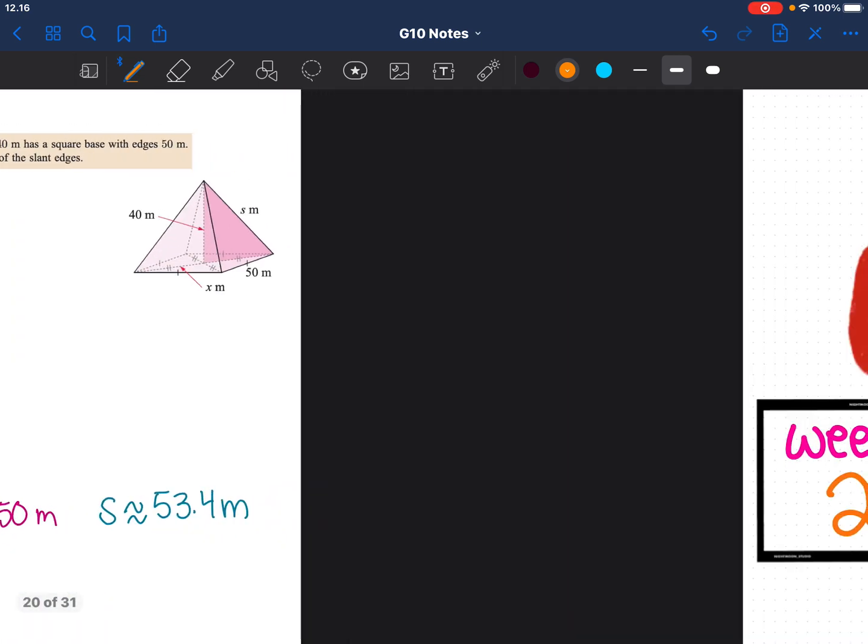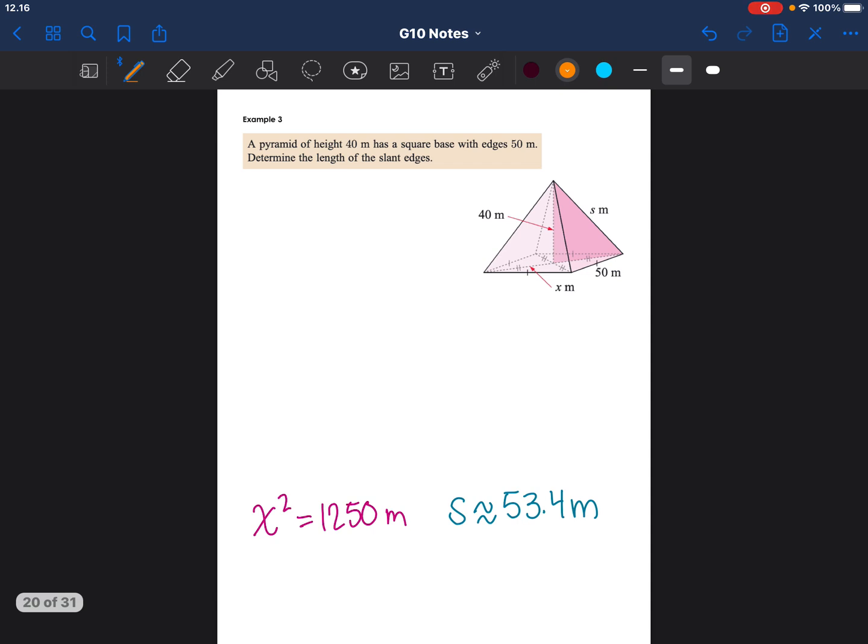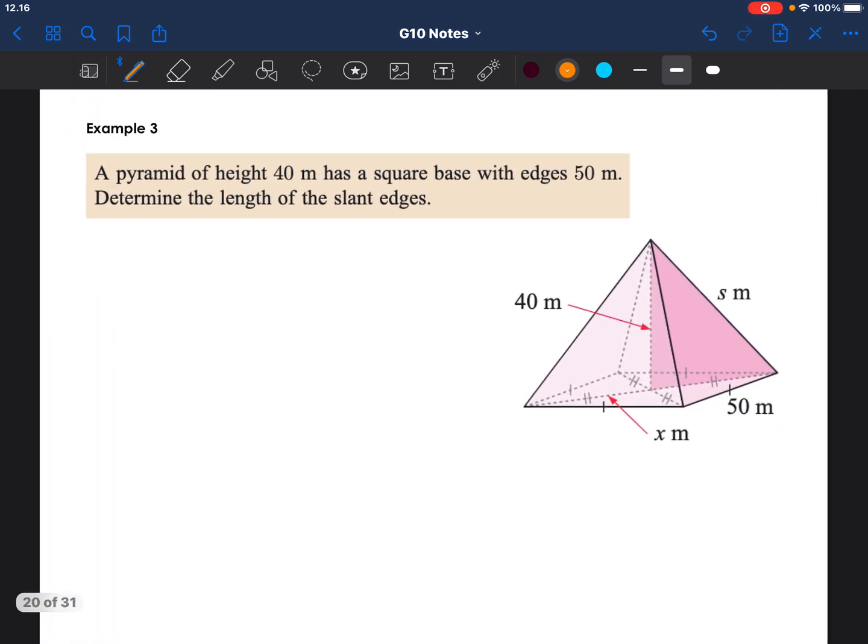Alright, so this is example 3, last one for 8, C, and E. So a pyramid of height 40 meters has a square base with edges 50 meters. Determine the length of the slant edges. So slant edges are these. They are slanted like that. So they want you to find s actually. So go ahead and do that. And I want you guys to remember the properties that I showed you earlier in the video. Okay.